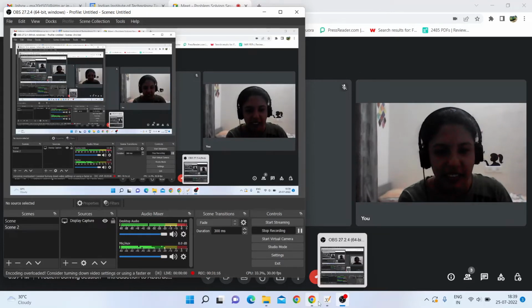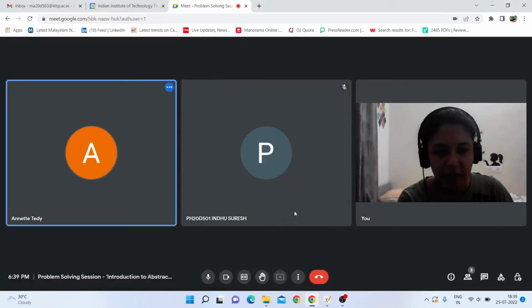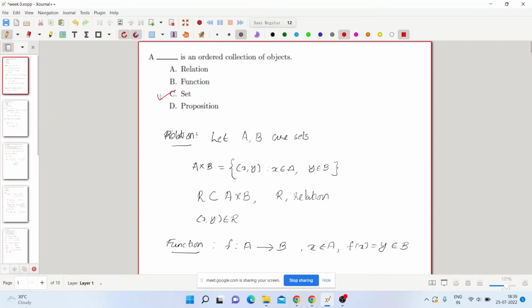Actually, I had a doubt in the very first slide. I'll share the screen you were also talking about. So first page you are talking, right? Yeah. So a relation is also a set basically. So won't that definition, I mean, won't relation also be an answer for this question?